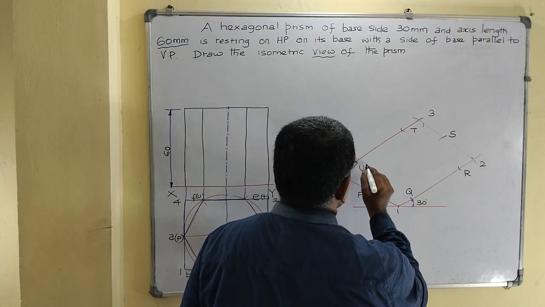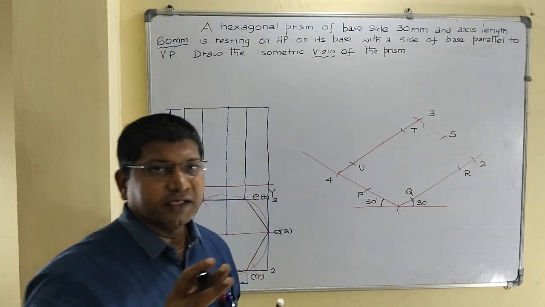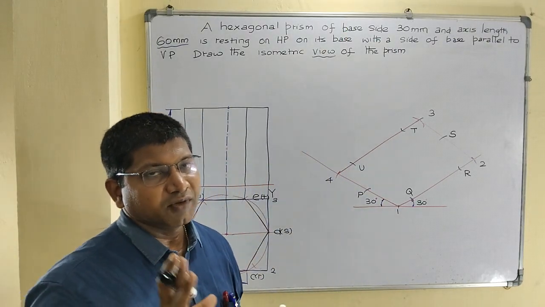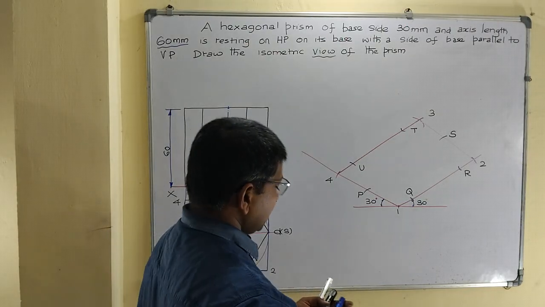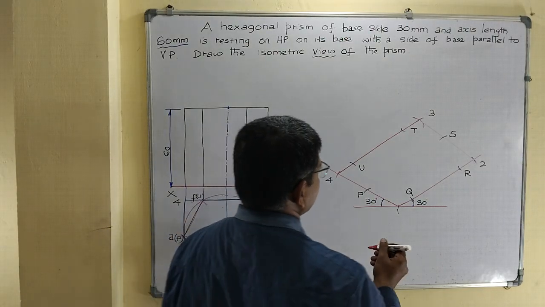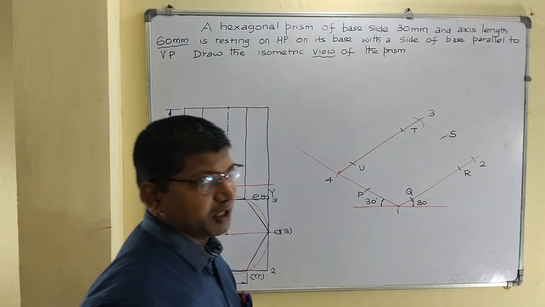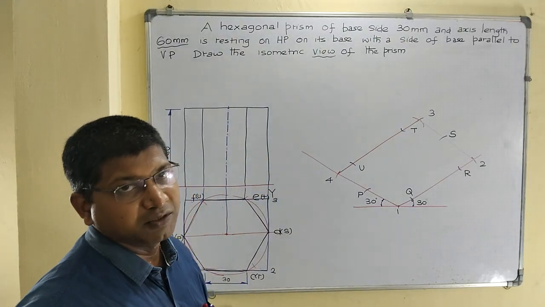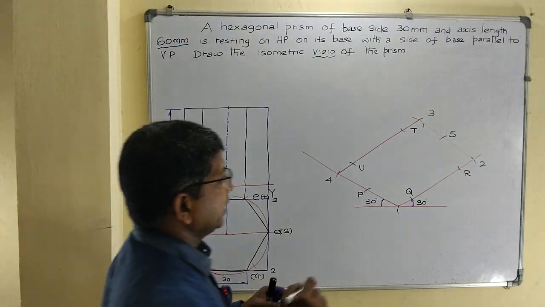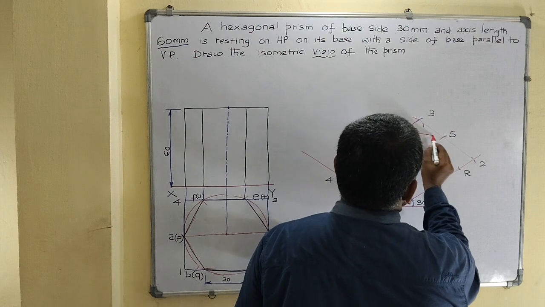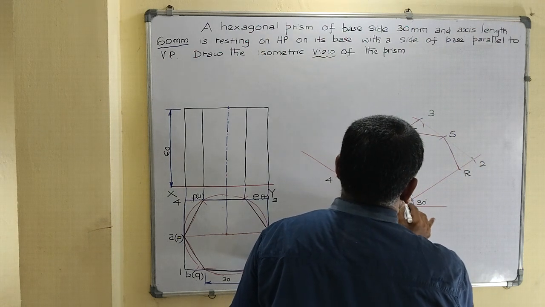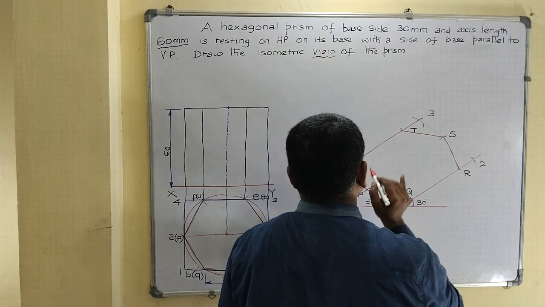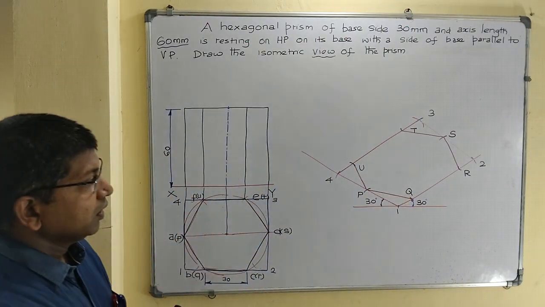Now join all the points to get the base of the hexagon, the isometric view of the base of the hexagon. Now by using 2H pencil only, join all the lines, because some edges are invisible. So first by using 2H pencil complete the hexagon. Okay, the base is over.